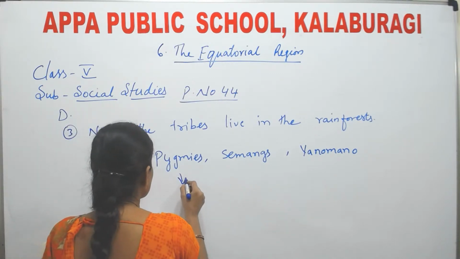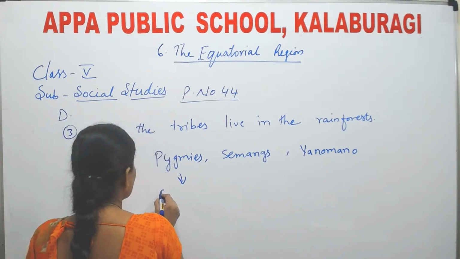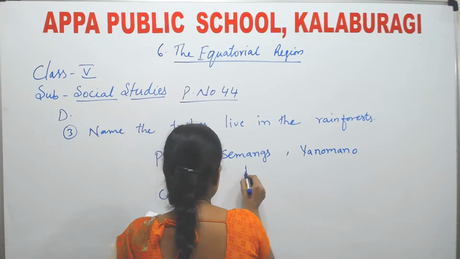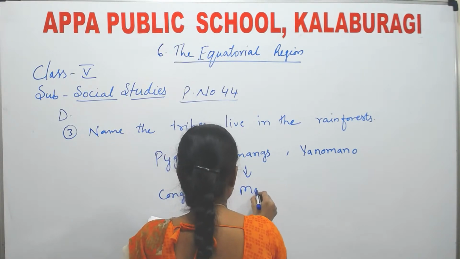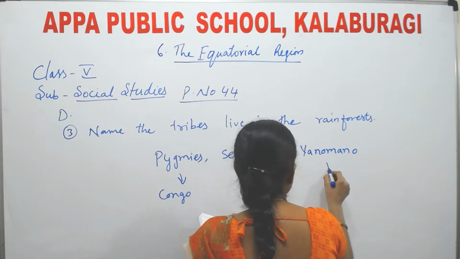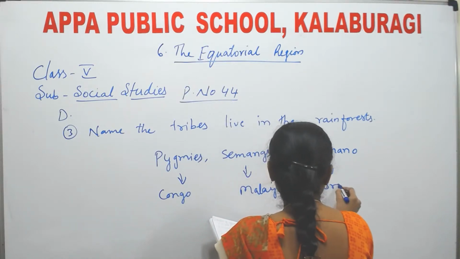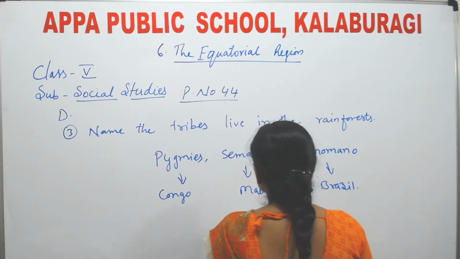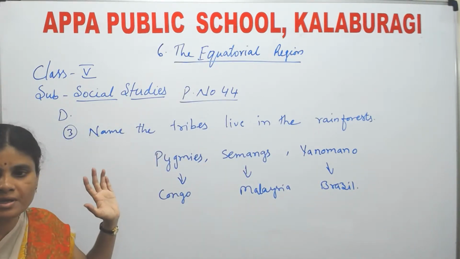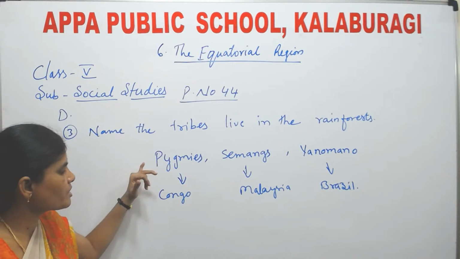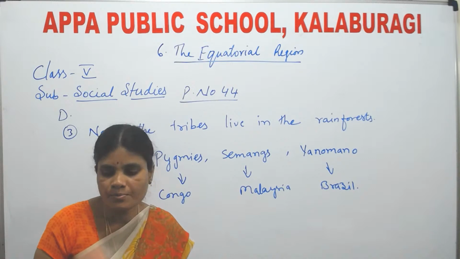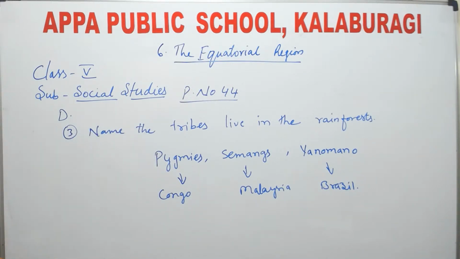Tribes that live in the equatorial region: pygmies live in the Congo Basin, the salmons live in Malaysia, and the Yanomamo live in Brazil. These are the tribes found in the equatorial region, and where do they live? Pygmies live in the Congo Basin, salmons live in Malaysia, and the Yanomamo live in Brazil. Okay. Now next question.